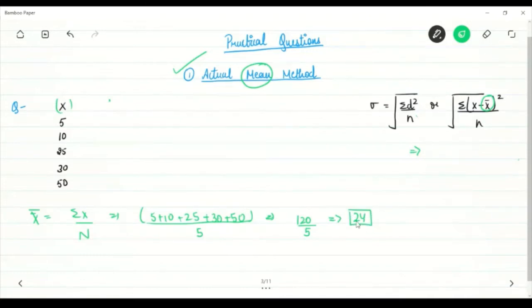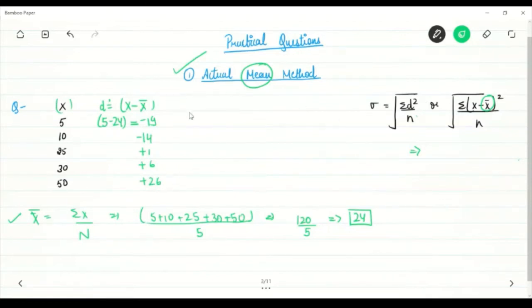Now we will calculate d, and the formula to calculate d will be x minus mean, that is the observation minus the mean that we have calculated in the previous step. The value that we will get here, after subtracting 24 from 5, will be minus 19, and we will follow the same procedure with the other observations as well. So the values that we will get are minus 14, plus 1, plus 6, and plus 26.